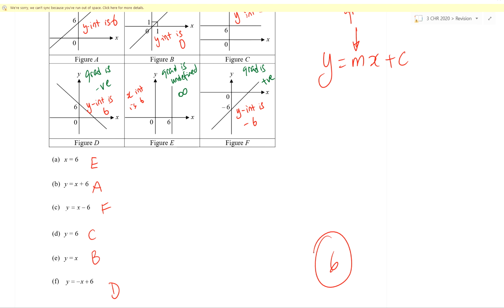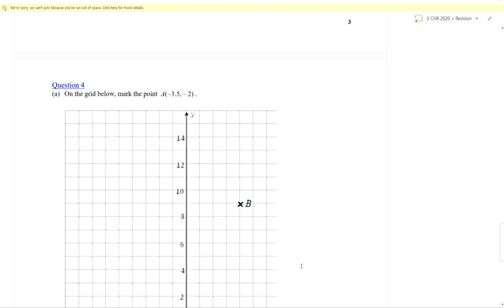16 plus 6, 22 marks so far already. 22. How many marks do you have? And the last question.